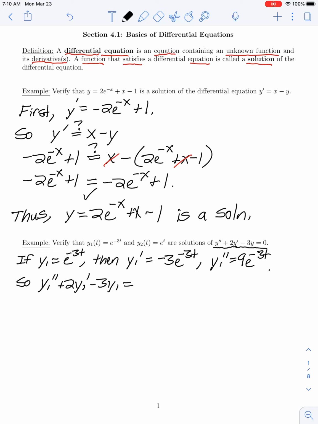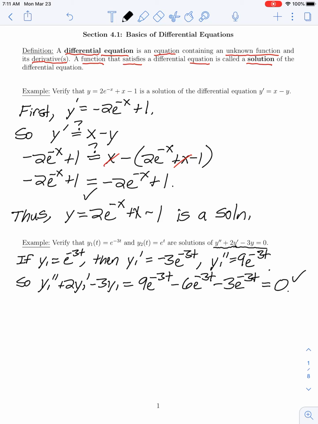So we found here that y1 double prime was 9 e to the negative 3t. And then we have plus 2 times y1 prime. Now we found y1 prime was negative 3 e to the negative 3t. So multiplying by 2, we're left with negative 6 e to the negative 3t. And then minus 3 times y1, which was e to the negative 3t. And we see that adding or combining these terms on our right-hand side of the equation, we are indeed left with 0.